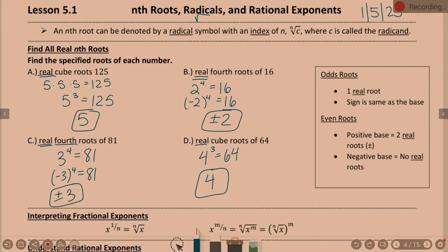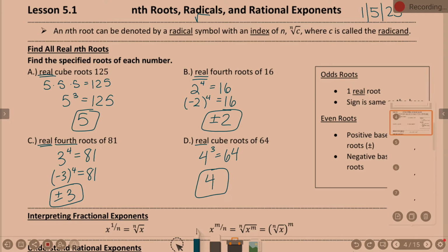Can you multiply a number by itself and get a negative? This is the idea that if you're taking the square root of a negative, we can't do it. It's going to be no real roots. Okay?